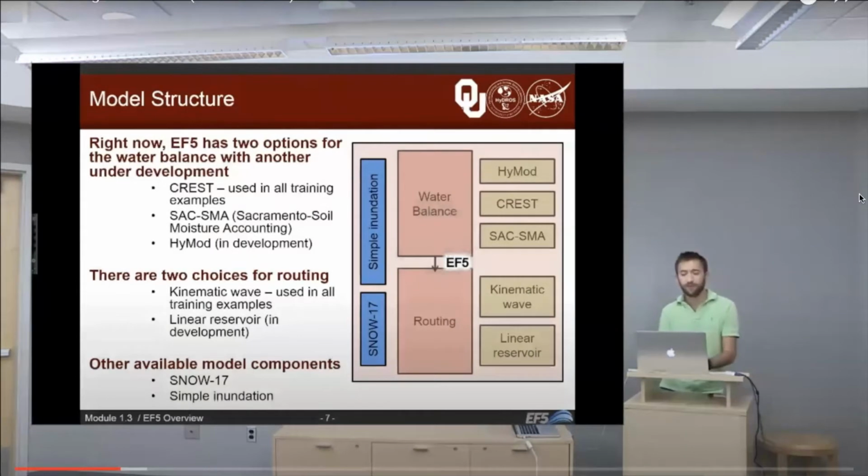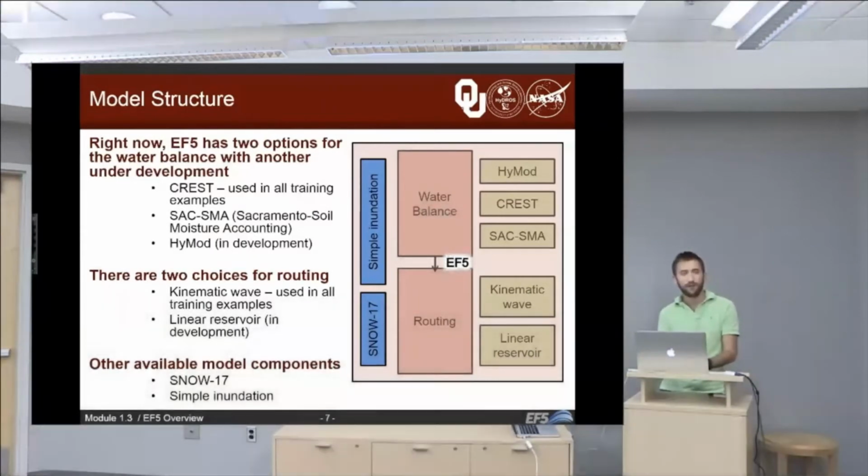There are also two choices for routing: kinematic wave, which is used in all the training examples and sort of serves as a default. And then there's also a second routing assumption that can be used instead, which is called linear reservoir, and that's currently in development and testing.